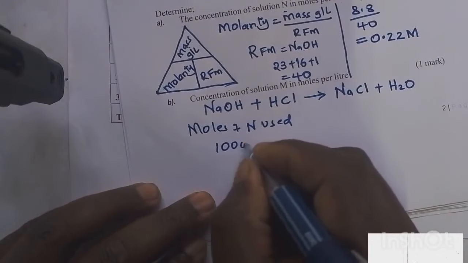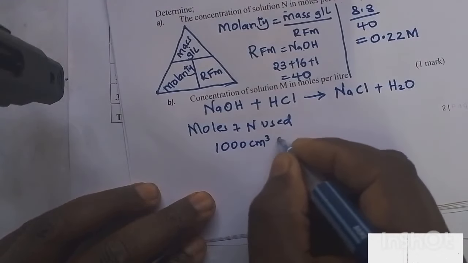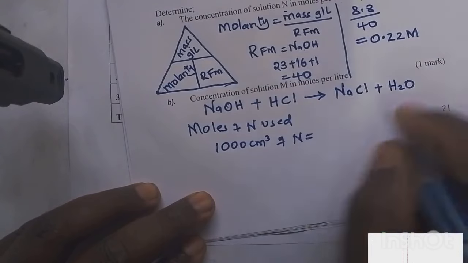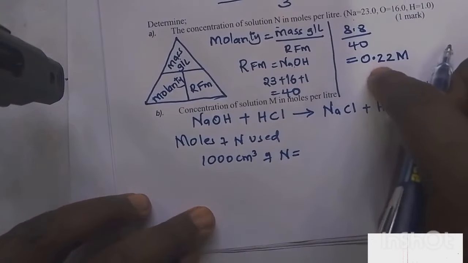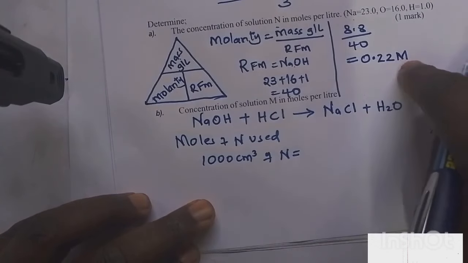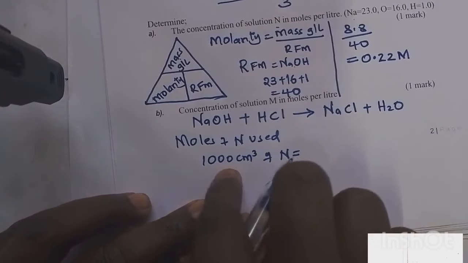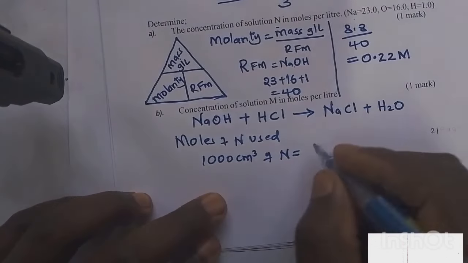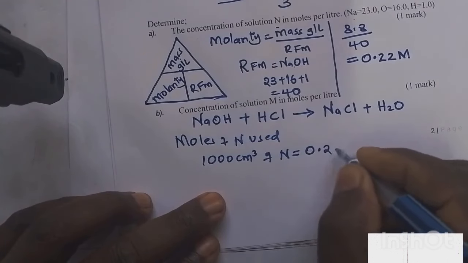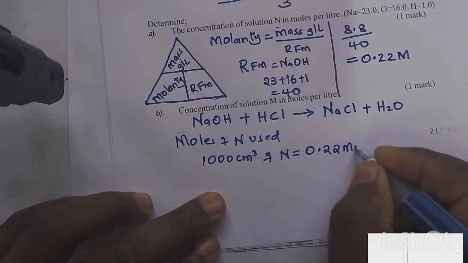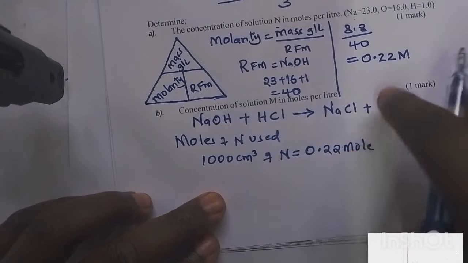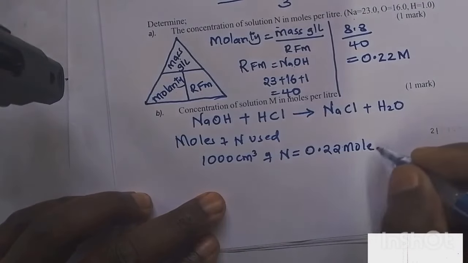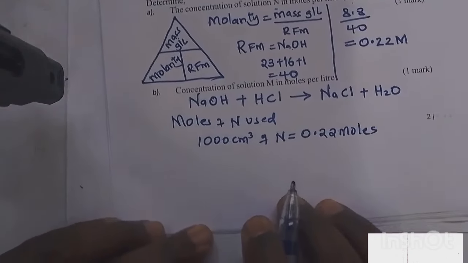1,000 centimeters cube of solution N is equal to this, because this is a molarity. Molarity is the number of moles in 1,000. M stands for number of moles in a liter. A liter is equal to 1,000 centimeters cube. So this one contains 0.22 moles. Now M, once you write it this way, this one becomes moles and not M.